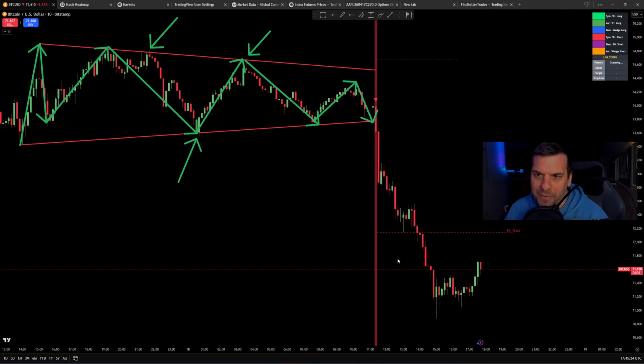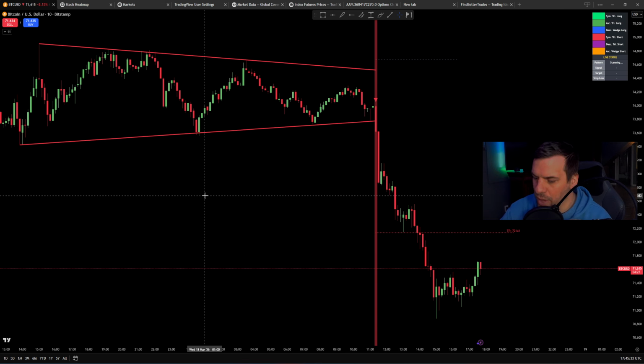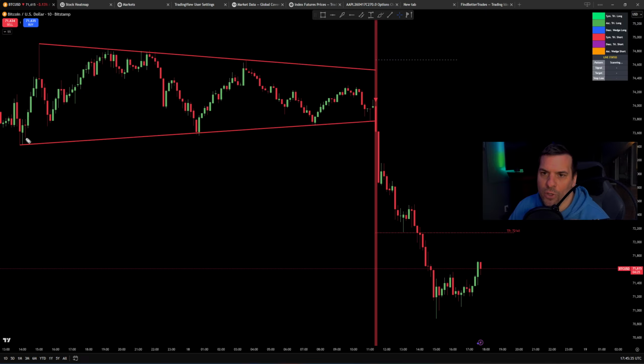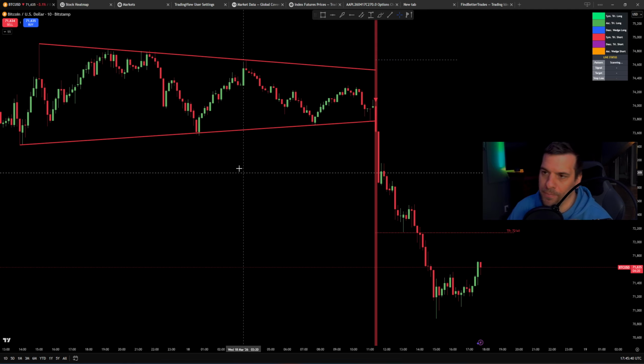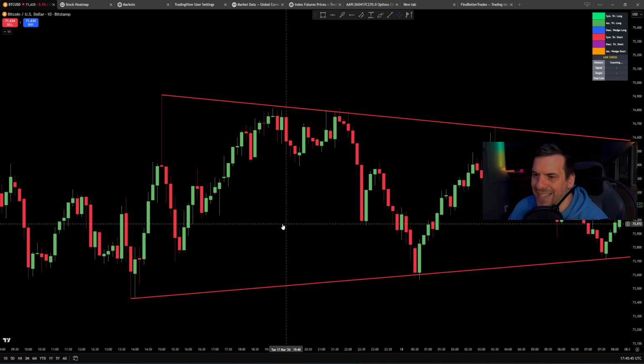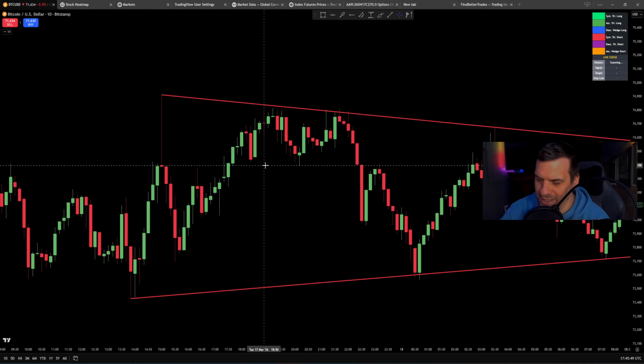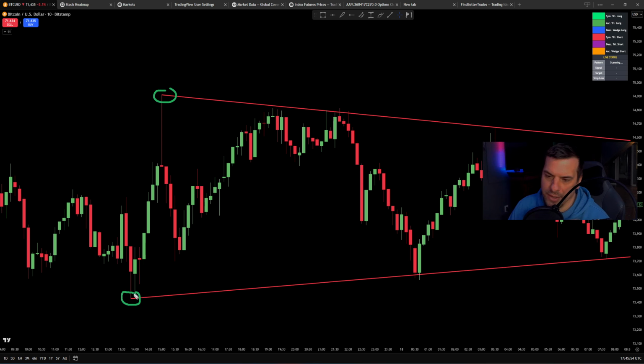So how do you spot these on the chart? It's very simple. There is not really a scientific way to spot this, but what I would recommend is that when you see something like this, so let's move this on over here. When you see something like this, where there's a lower low and then a higher high, so this is on a lower time frame, a strong wick to the upside and then a strong wick to the downside.